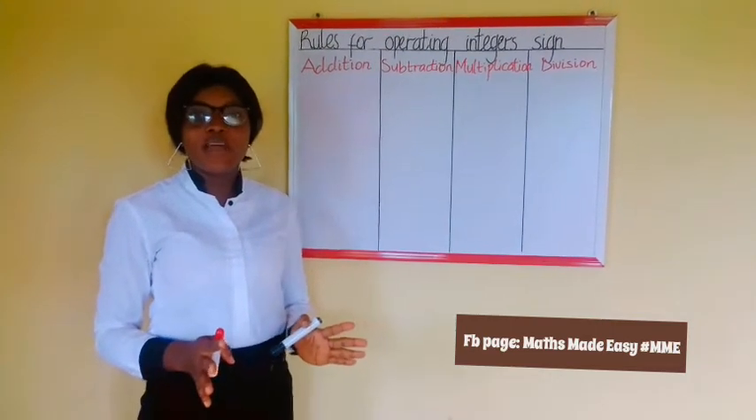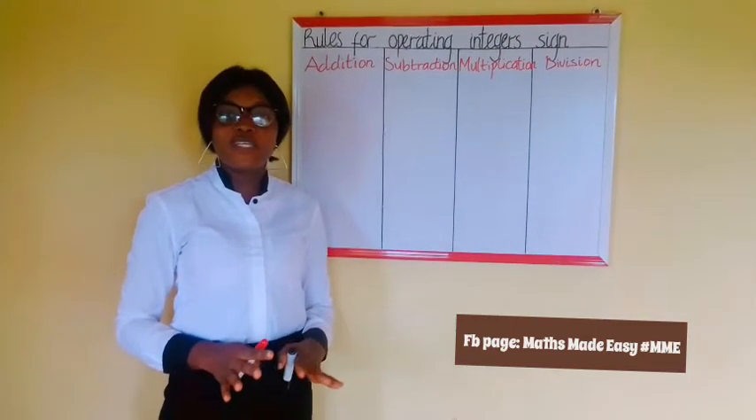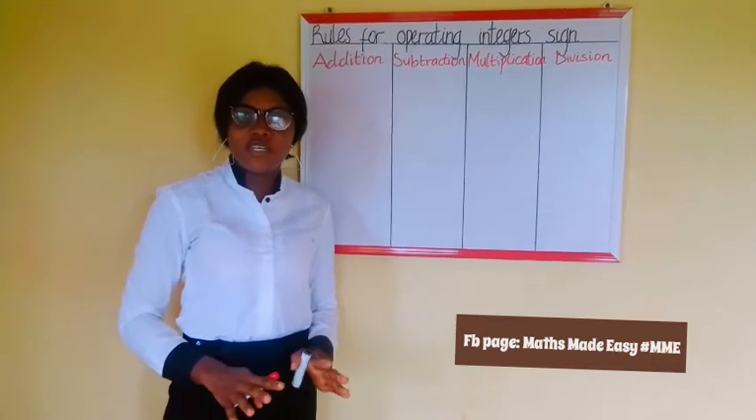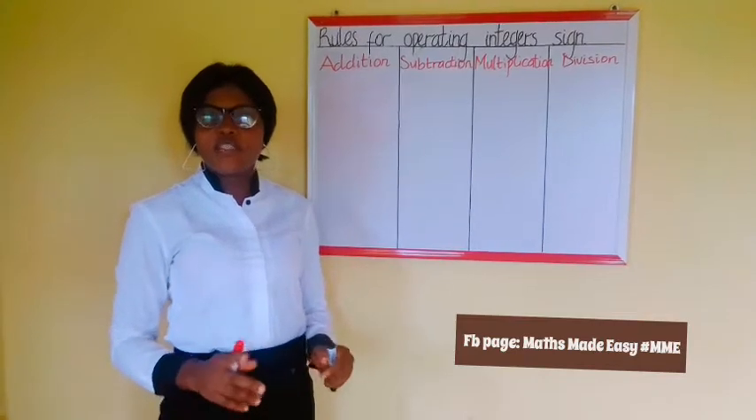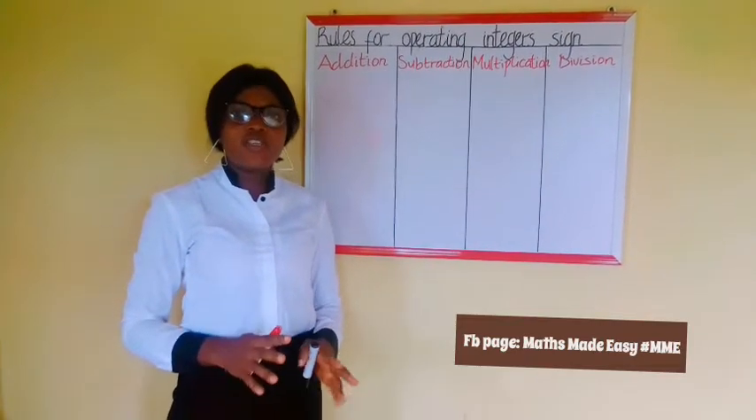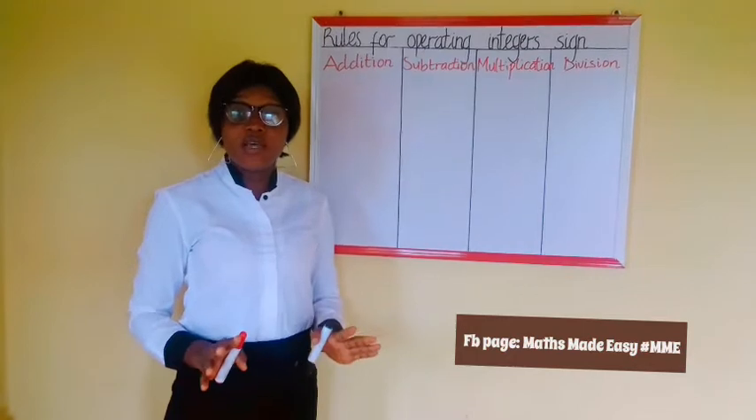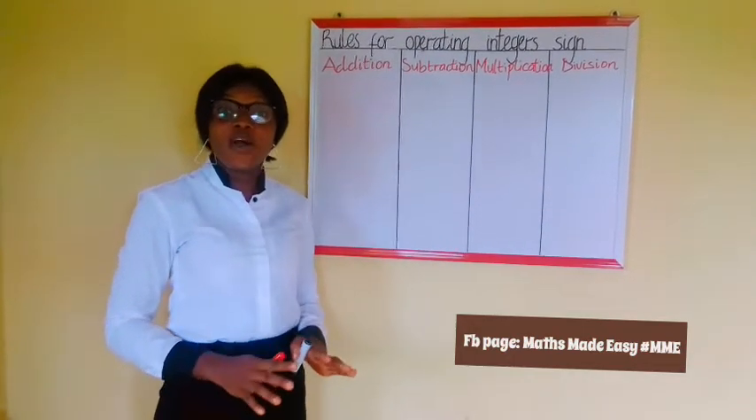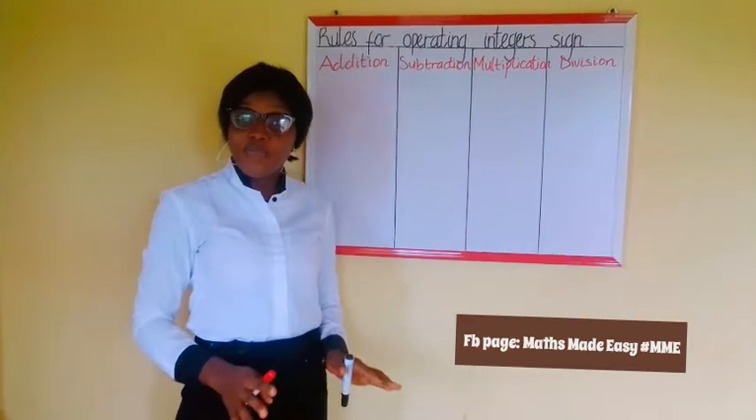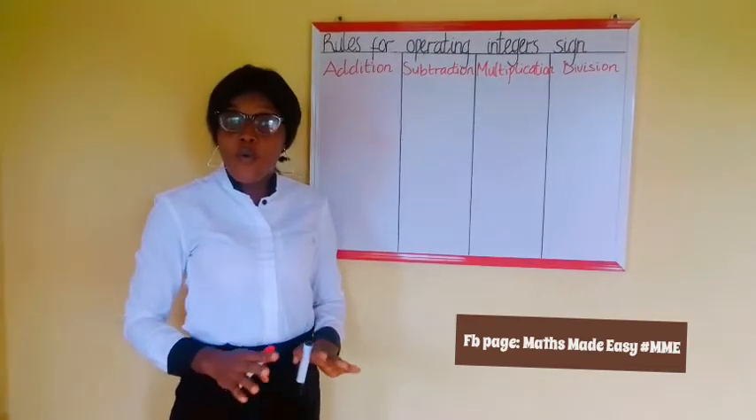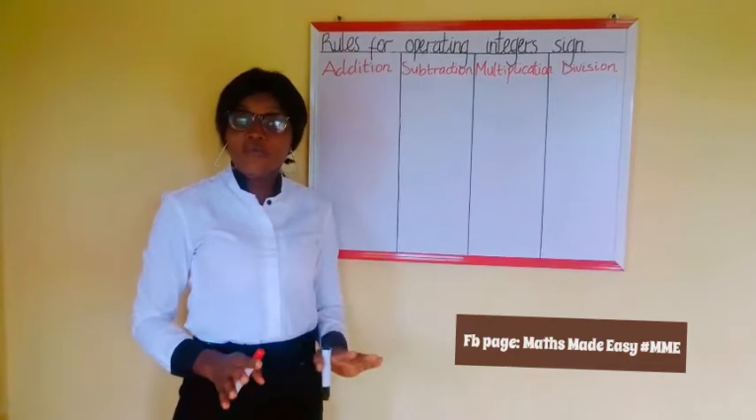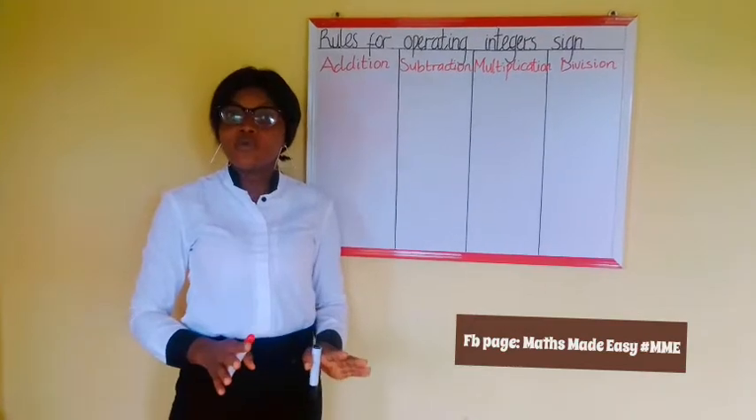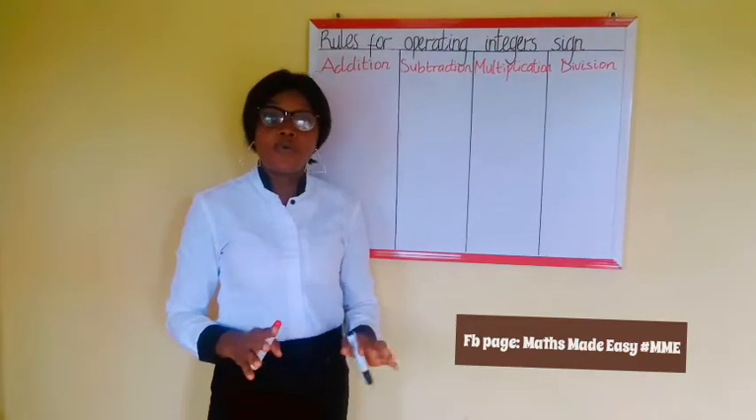In this video, you'll be learning the basic rules for operating integer signs. Don't be afraid, integers are the numbers you already know. Integers are all positive numbers, all negative numbers, including 0. So even when you have -3, -2, -1, 0, 1, 2, 3, they are all integers. So we are going to find out the rules that guide all the operations.